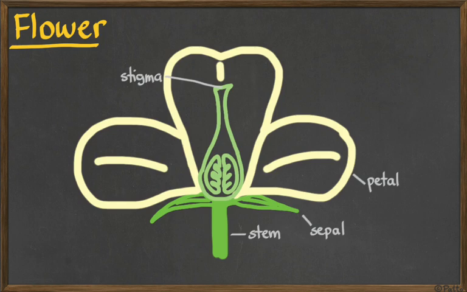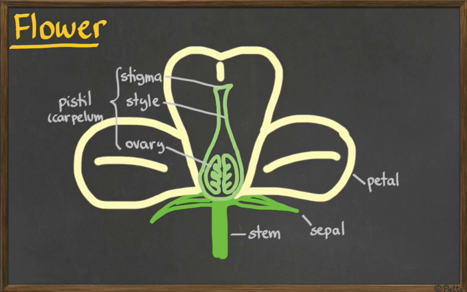It's the place where the pollen is going to be hitting. A style places the stigma at the right height to receive the pollen, and it also conducts the pollen tube down inside to the ovary, and we have the ovary. This structure together makes up the pistil, or the carpellum, also known as the female part of the plant.